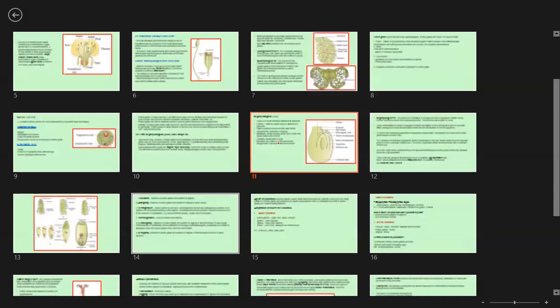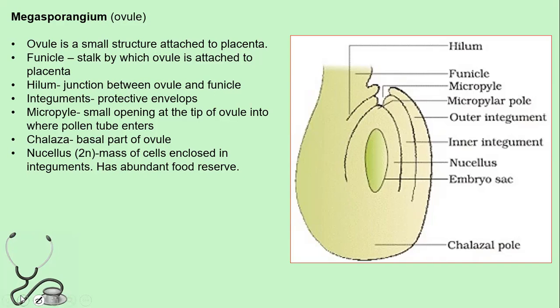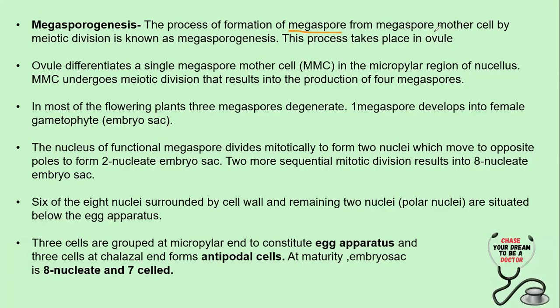Okay, let's continue. Megasporogenesis. What is actually megasporogenesis? The process of formation of megaspores from the megaspore mother cell by the process of meiotic division is known as megasporogenesis. So what is megasporogenesis? The process of formation of the megaspores from the megaspore mother cells. That's very important. From where? That is from the megaspore mother cell.